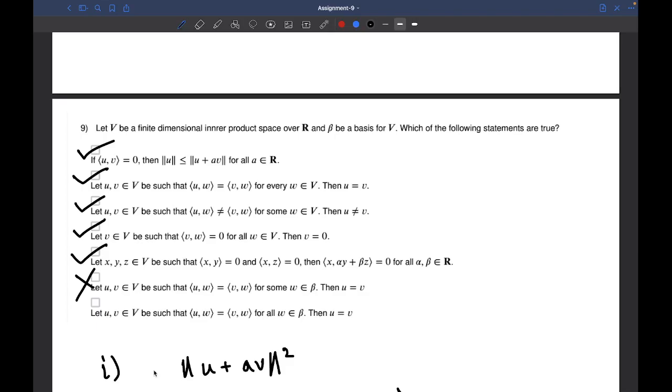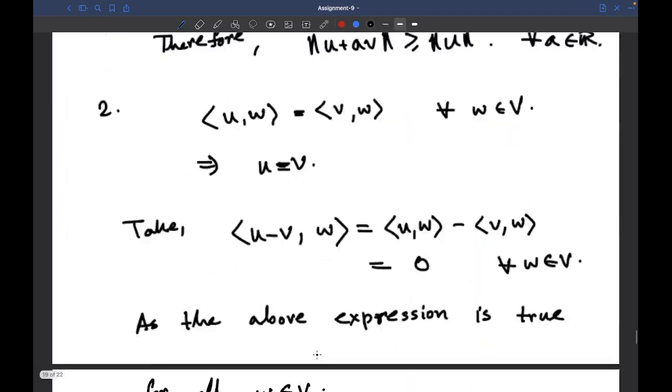Now what is option number 7? Let U, V be in the space such that U inner product W is equal to V inner product W for all W in the basis. Then U equals V. So we will show that this is true. What is the difference between 6 and 7? Here it is some, here it is for all. If this holds for some vector in the basis, then it might not be true. But if it holds for all vectors in the basis, then it is true, right? So we will show this.